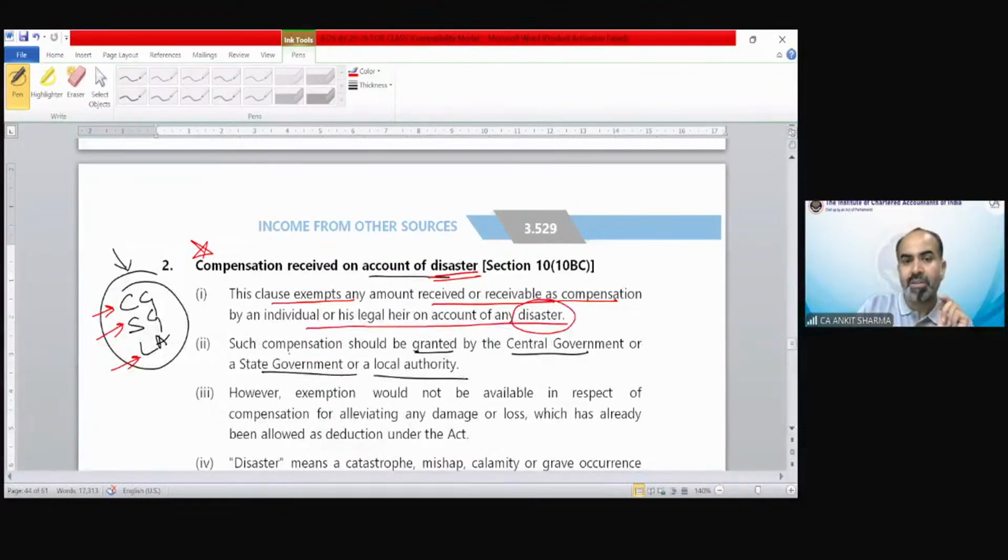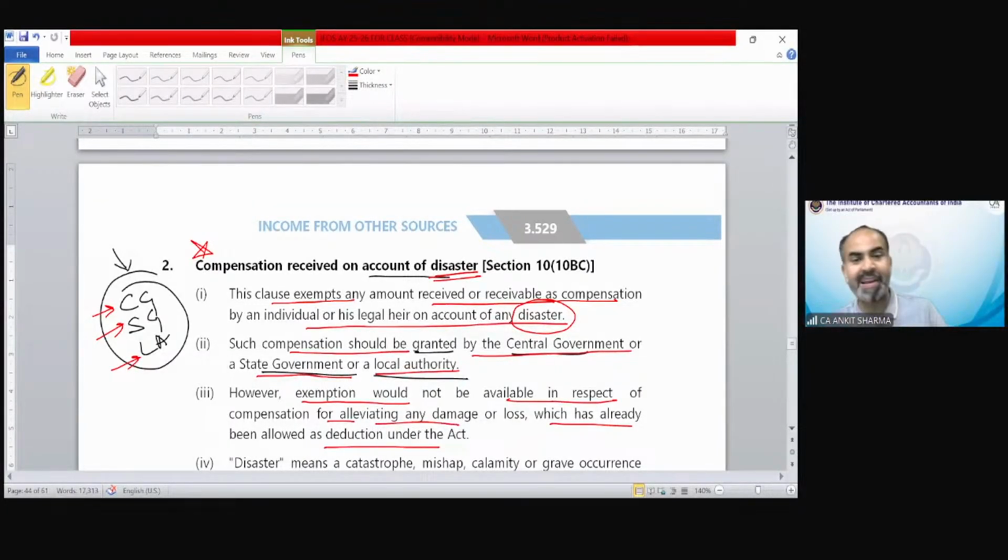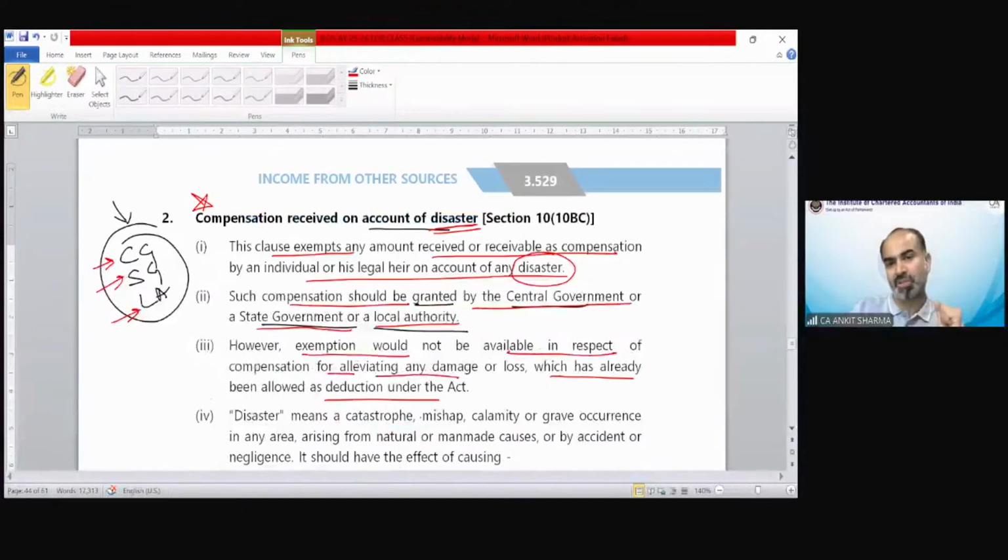Such compensation should be granted by the central government or a state government or a local authority. However, exemption would not be available in respect of compensation for alleviating any damage or loss which has already been allowed as deduction. So if you have already claimed deduction for any kind of compensation, suppose due to disaster, Mr. A's building has been damaged.